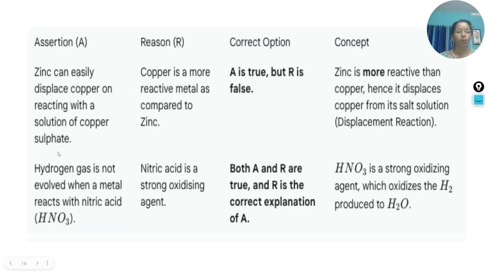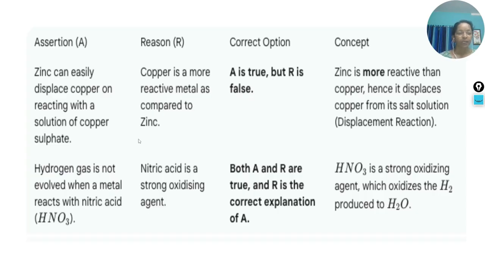Okay. Now assertion reason type questions are given in a different way. The assertion is here, the reason is here. Zinc can easily displace copper on reacting with the solution of copper sulfate. Correct only. The reason says copper is more reactive. No, it is wrong. So A is true, R is false.